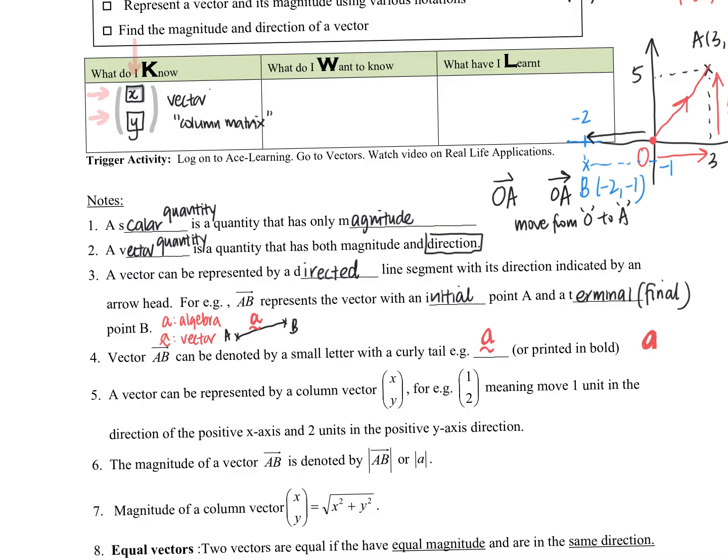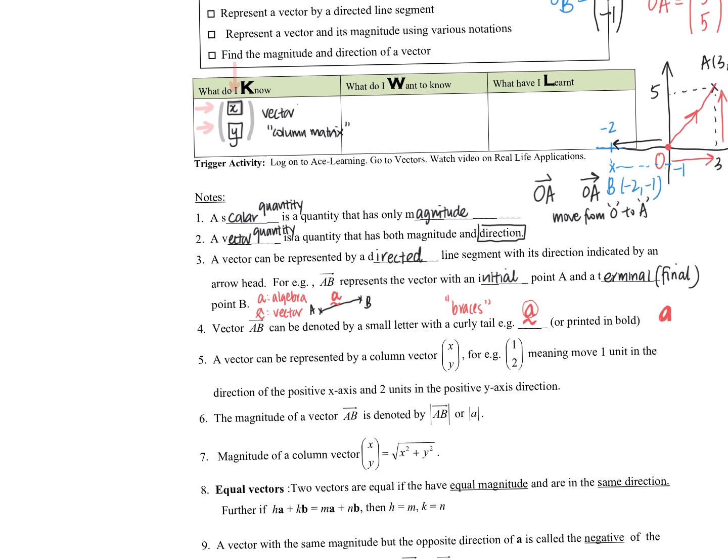Or we call this thing braces also. This thing that you see below it is called braces or a curly tail. When it is a vector, we will use a letter with braces at the bottom. The question will say, oh, A to B, then they put a c with braces below. You know this means vector, not algebra. So AB with an arrow on top is the same as this. Yes, so they will write like that. AB is represented by this.